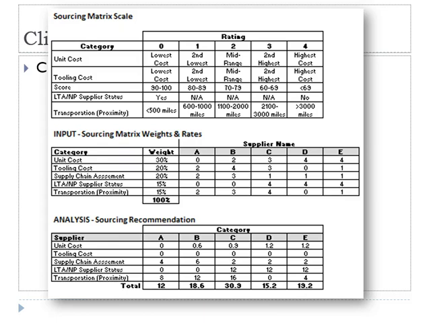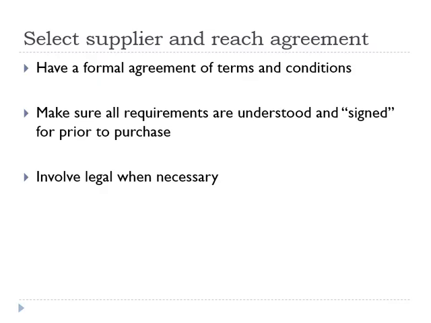Once a supplier is selected, then you go through the process of reaching the agreement. We're going to talk about negotiation later on, but what we're talking about is reaching a formal agreement of terms and conditions, making sure everything is agreed to and how you're going to do business together, and even if things go wrong, what are you going to do about it? Then you make sure all the requirements are understood, signed, and ready to go prior to even sending an order over. We'd have this all the time.